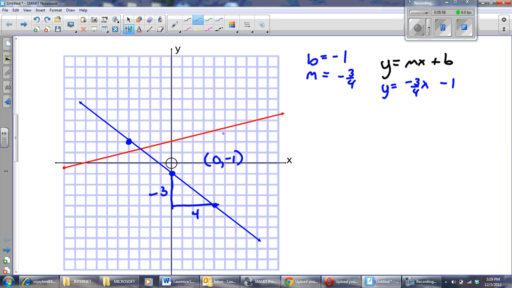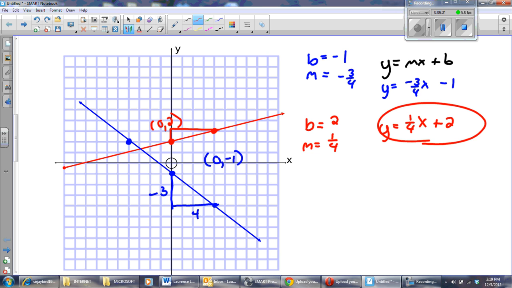Checking out the red equation, looks like it's going through this point right here. There's my y-intercept. It's going through that point right there. Can you use any 2 points on the line? You bet your boots. All right, looks like it's going through the point 0, 2, which makes b 2. The slope looks like it's going to rise 1, run 4. So using y equals mx plus b, I'm just going to write y equals 1/4 x plus 2. And there you go.